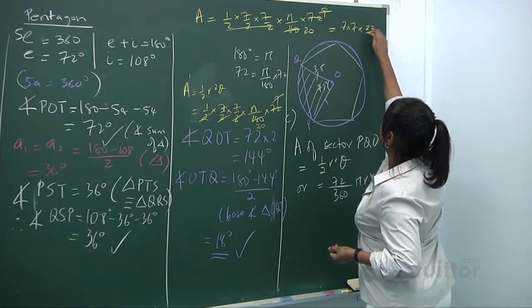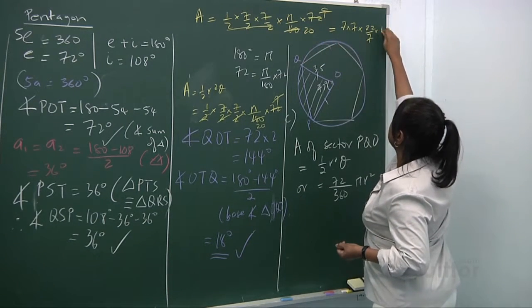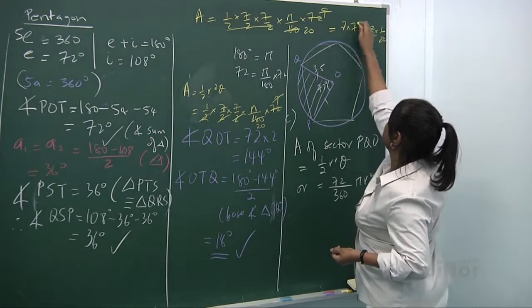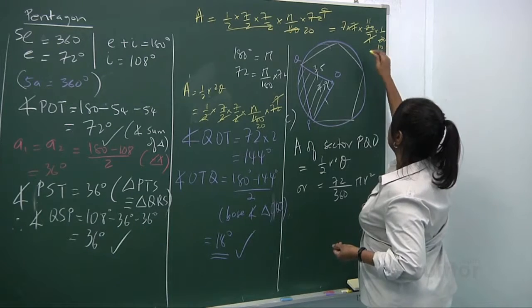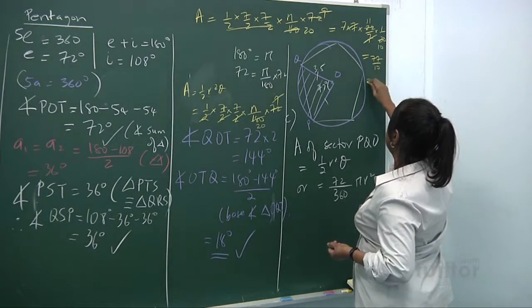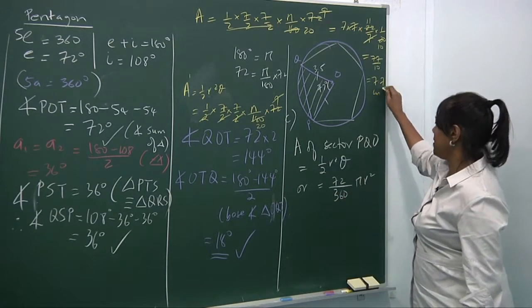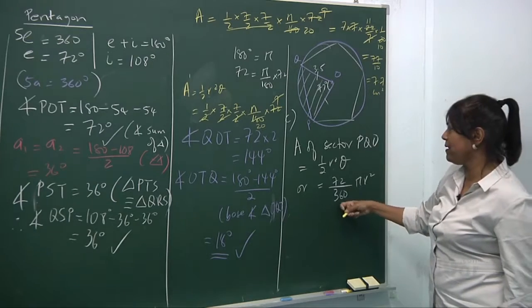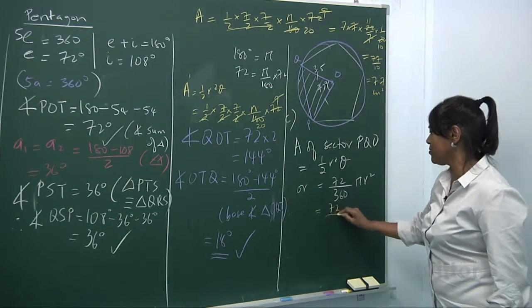Pi can be 22 over 7. We take pi as 22 over 7, and we put the 20 here. We can cancel this, we can cancel this, 11 over 10. What you've got, the area of sector is 77/10, which is 7.7 cm squared. But if you were to do the other method, let's take the other method, which is 72/360.